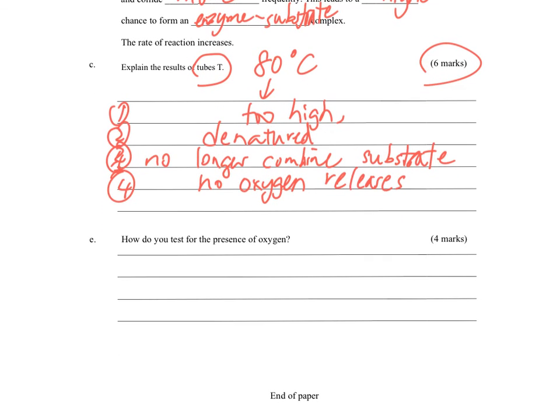And the last question is talking about the presence of oxygen. How can we test for the presence of oxygen? It's a Form 2 IS question. We can use a glowing splint. If there is oxygen, the glowing splint will relight. And that's all for your exam review.